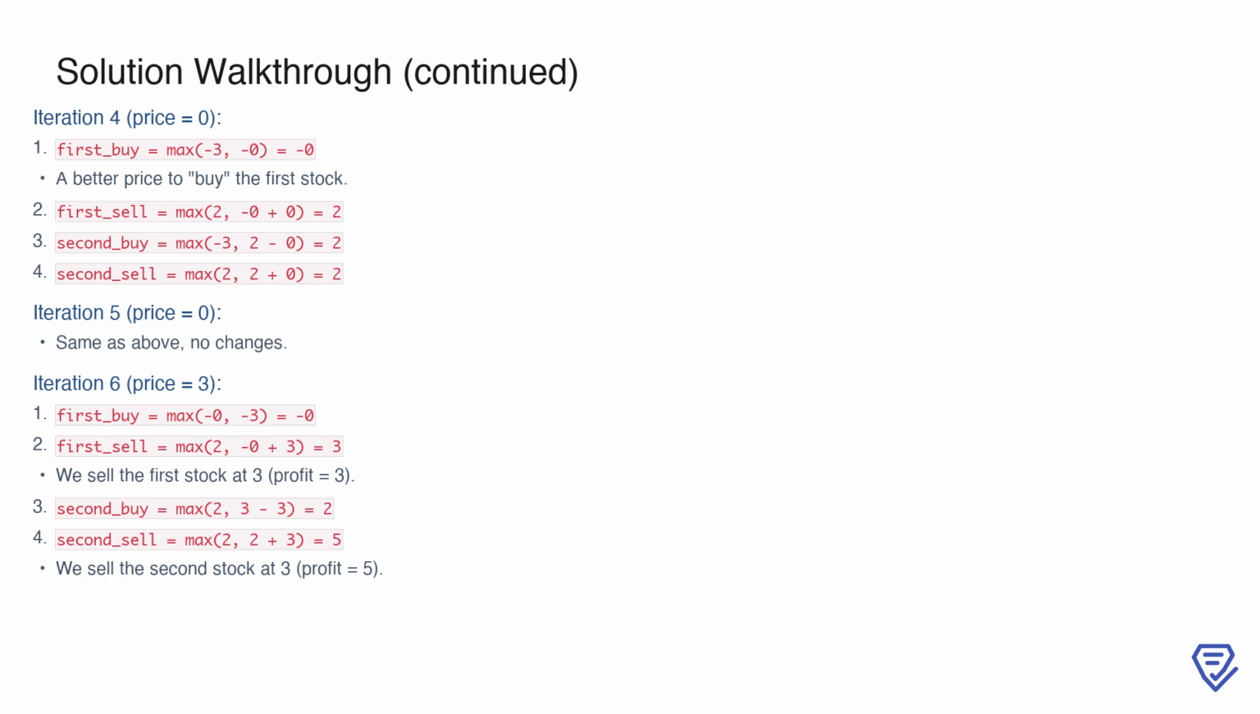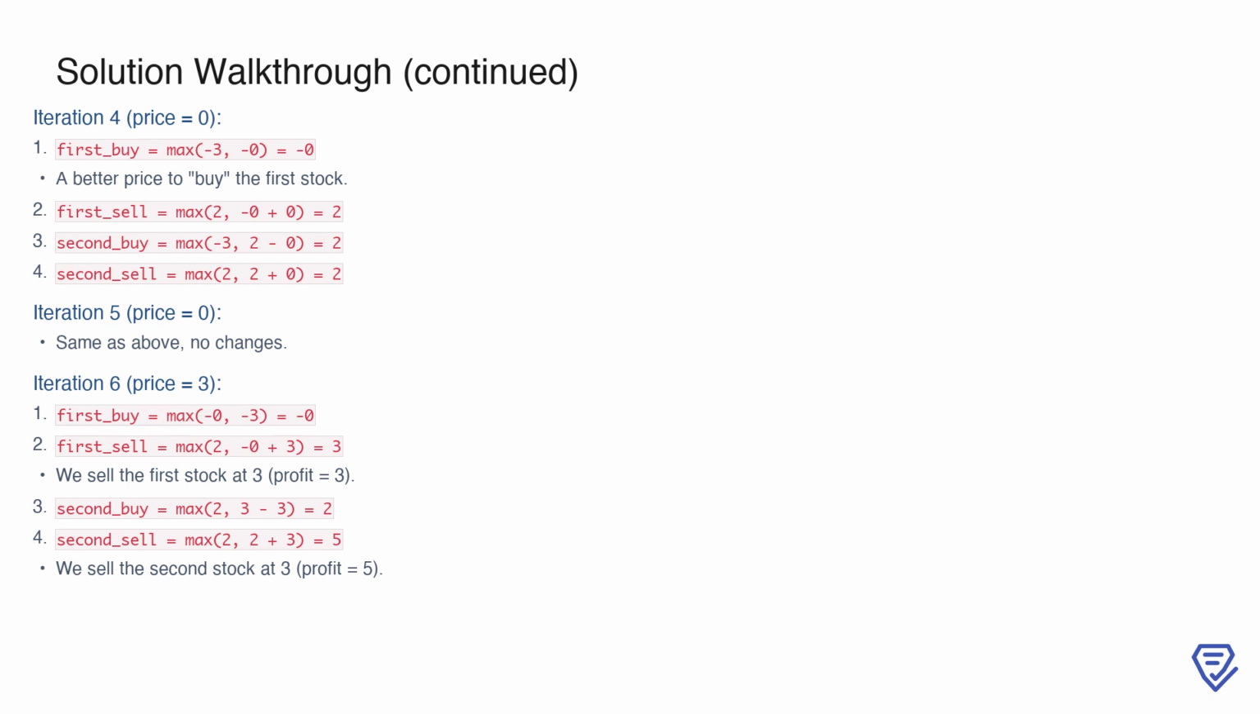When the price drops to 0 in the fourth iteration, we see an update in first_buy. It now becomes 0, as this is the maximum between minus 3 and minus 0, meaning we're resetting our first purchase to take advantage of the lower price. first_sell remains 2, as no better profit is achieved by selling at 0. For the second transaction, second_buy updates to 2, reflecting the new maximum of minus 3 and 2 minus 0, which is 2. second_sell also remains 2, as there's no additional profit from selling at this price. In the fifth iteration, the price is still 0, so all values remain unchanged.